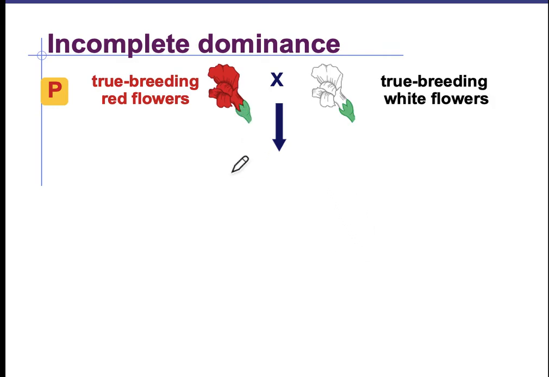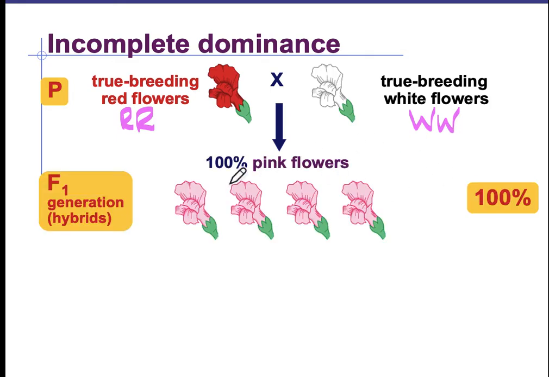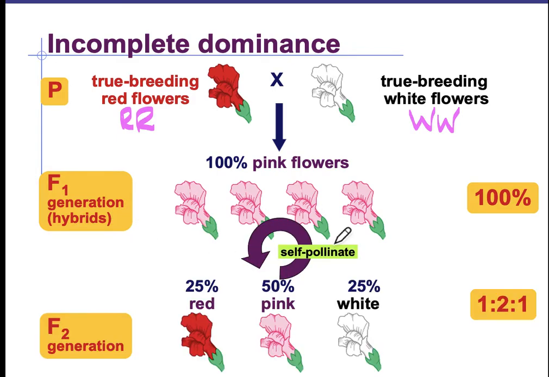When we look at a cross like this, we start out with true breeding flowers. So these are true breeding red flowers, so they would be two alleles that are the same. And the white flowers have two alleles that are the same as well. And when they cross, we get 100% pink flowers for our F1 generation. We let these self-pollinate, and then we wind up with a ratio of 25% red, 50% pink, and 25% white.